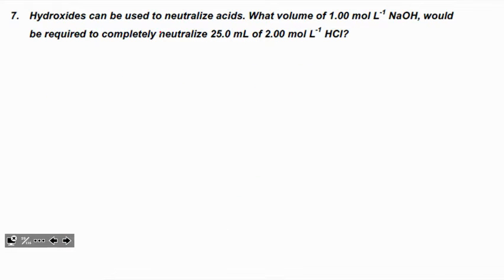All right, hydroxides then can be used to neutralize acids. They want to know what volume of a 1 molar NaOH would need to be available to neutralize 25 mL of 2 molar solution here. We have NaOH reacting with HCl. That's going to form water, and it's also going to form NaCl. So this is a neutralization reaction. Our reaction is already balanced here, so we don't need to balance that.